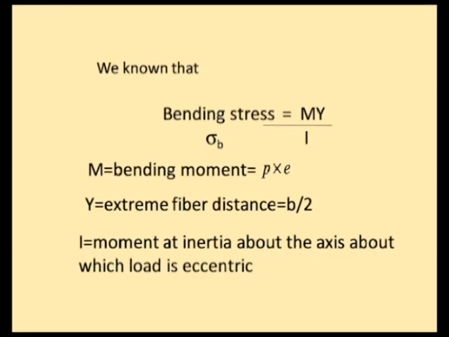Now, substituting the values of moment, extreme fiber distance and moment of inertia, we get P into e into b by 2 by d b cube by 12, which results in 6 P e by d b squared, or 6 P e by area into b. Since b into d is area, we can replace it by A. So, 6 P e by A b is the bending stress.